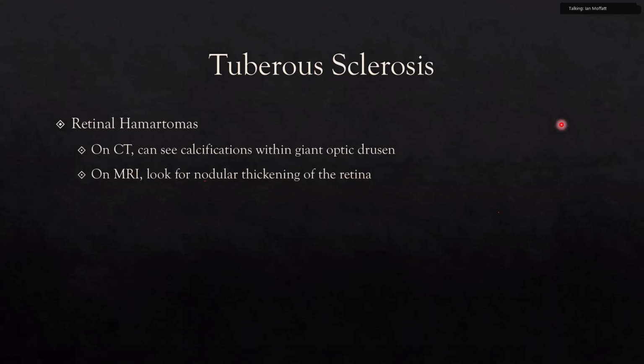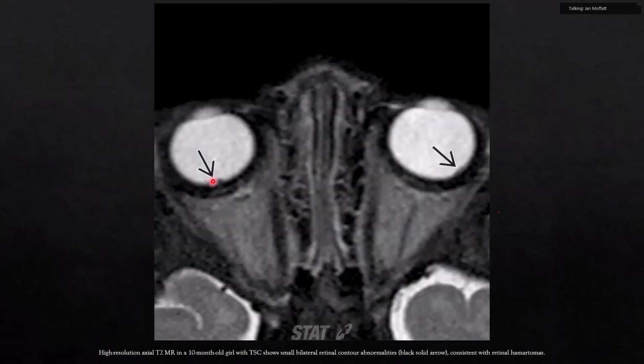Retinal hamartomas, if you're really lucky and really astute, you can actually pick these up on CT and MRI. On CT, you may see calcifications within larger optic drusen. On MRI, you can look for areas of nodular thickening of the retina. So there's an example here, just very subtle areas of nodular thickening of the retina. Again, it takes a very keen eye to actually see that.